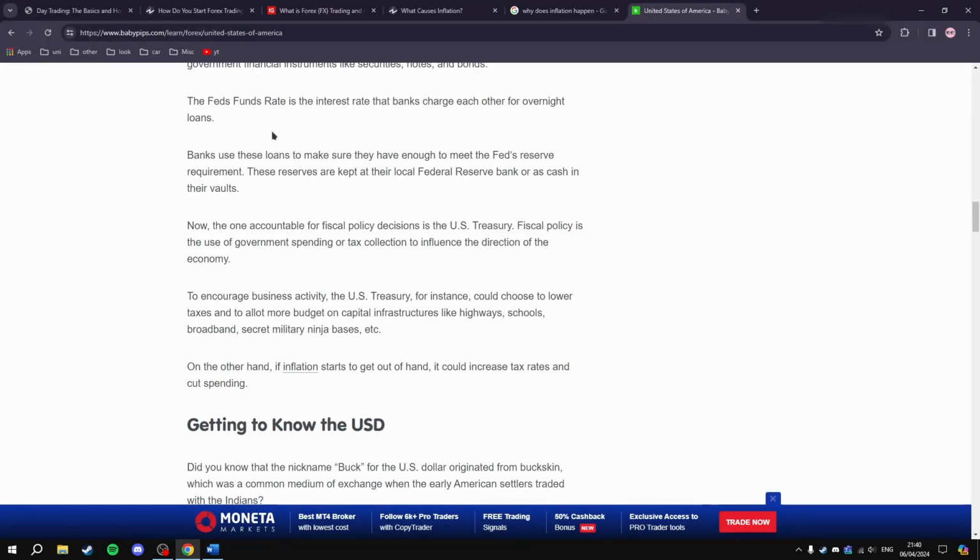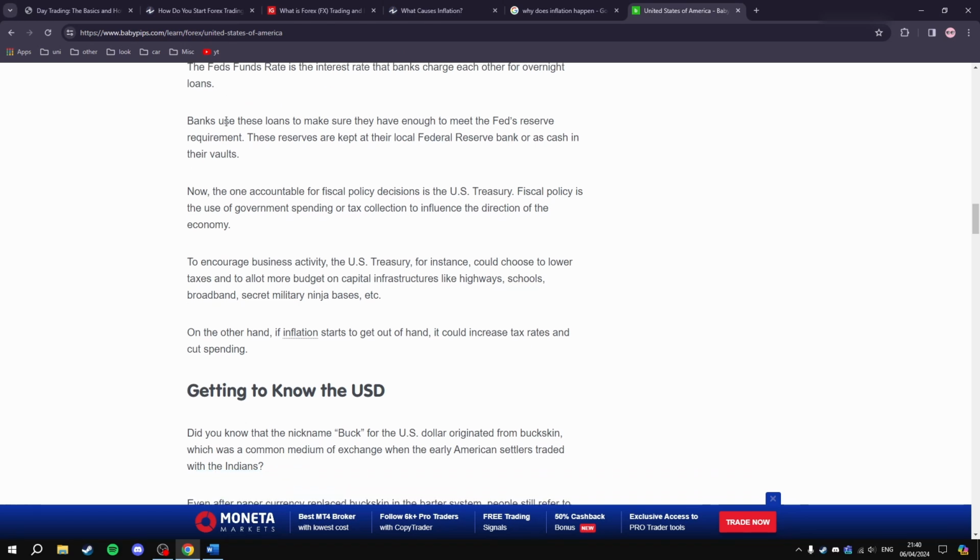Banks use these loans to make sure they have enough to meet the Fed's reserve requirements. These reserves are kept at their local Federal Reserve Bank or as cash in their vaults.